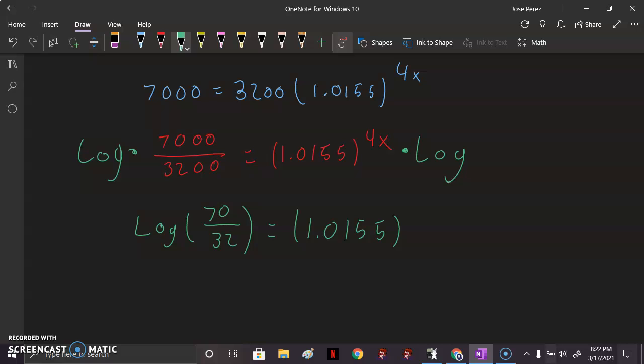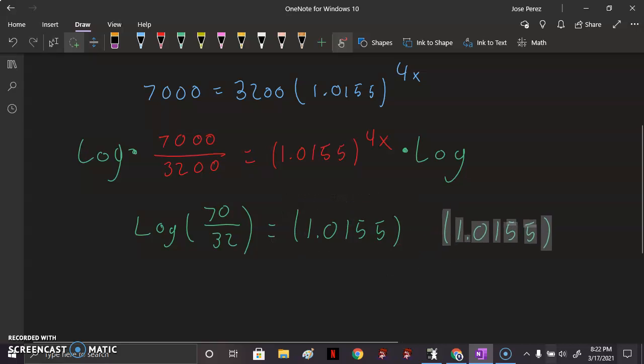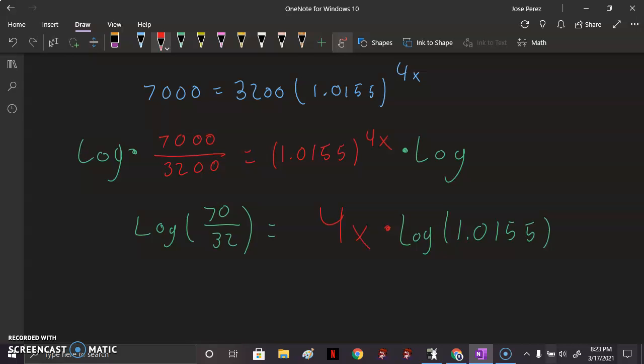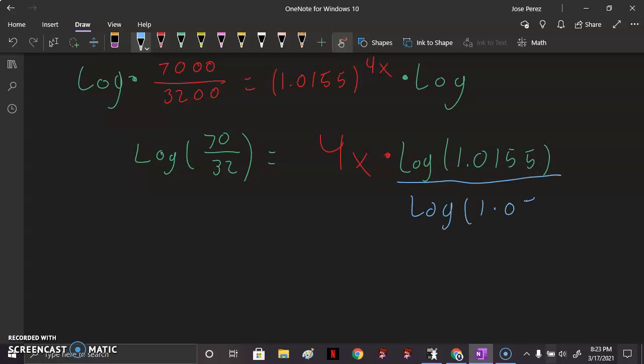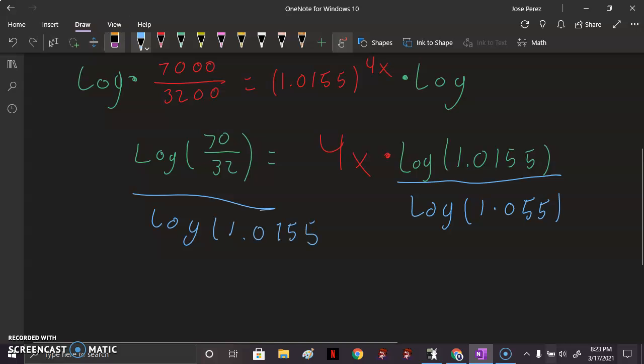1.0155. And let me move this real quick. We're going to shift it over there, and we're going to write log of this times 4x. So what's the next step then? Well, the next step is to divide by this log of 1.0155 on this side, the logarithm of 1.0155. And that's what we're going to do.